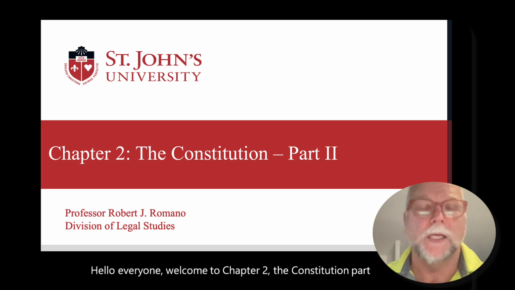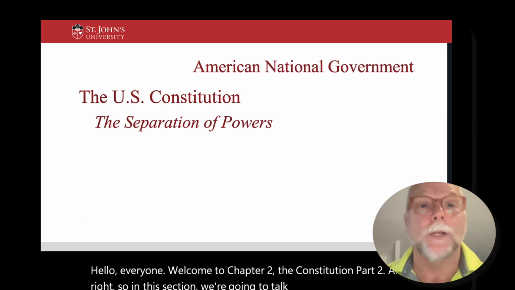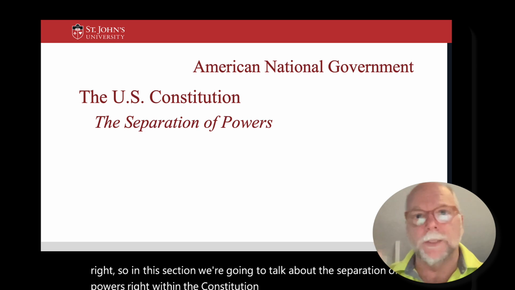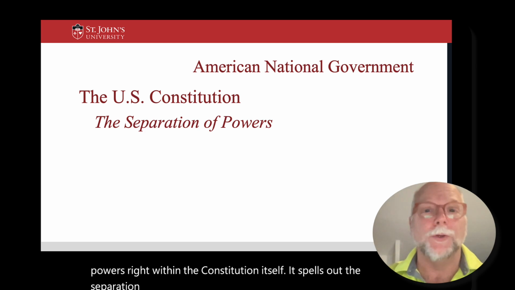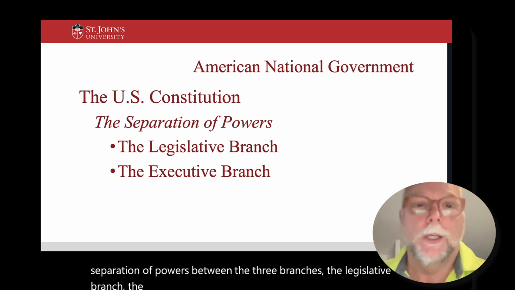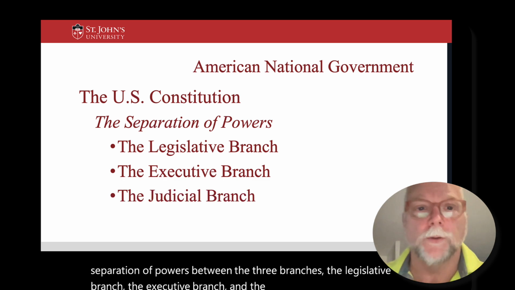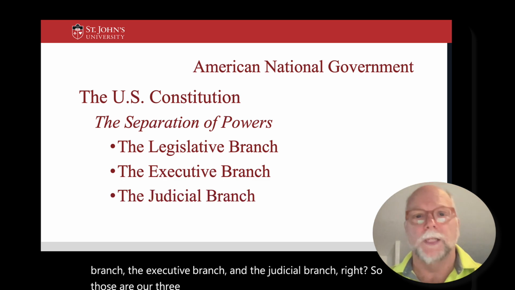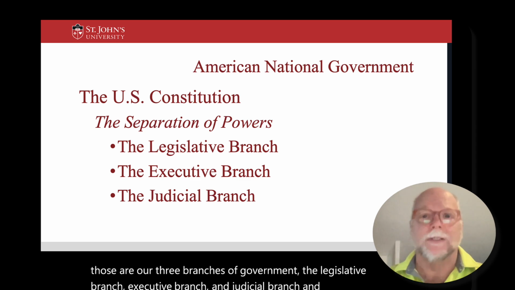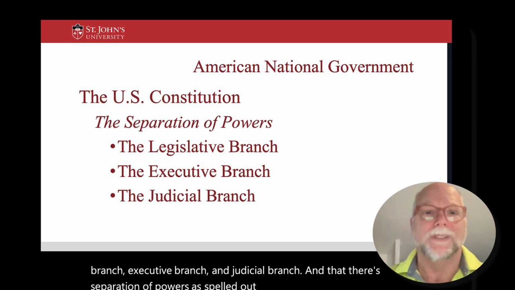All right, so in this section, we're going to talk about the separation of powers, right? Within the Constitution itself, it spells out the separation of powers between the three branches: the legislative branch, the executive branch, and the judicial branch, right? So those are our three branches of government, and there's separation of powers as spelled out within the Constitution itself.